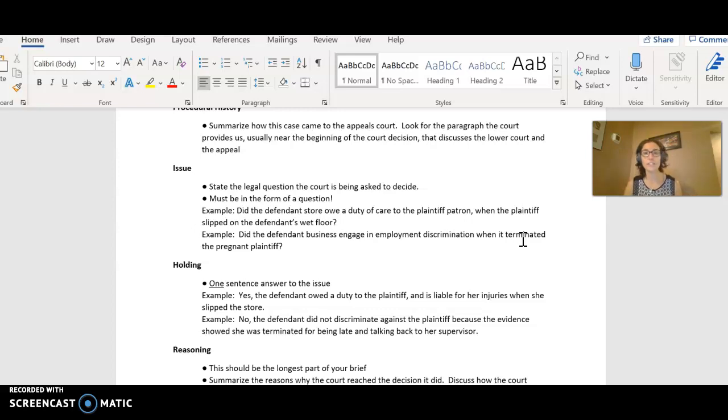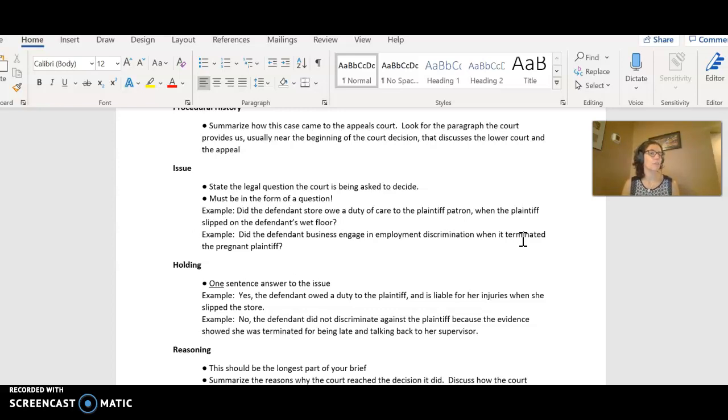Now, a couple of key things to remember. Every case has at least one issue and therefore one holding, which is the answer to the issue. There might be more than one issue. If you see more than one issue, then you should number them, issue 1, issue 2, and then holding 1 and holding 2. I'm not going to tell you how many you'll find in the case for homework, but just keep in mind it is possible to have more than one issue on appeal. Now, the issue should be written in the form of a question, so it should have a question mark at the end of it.